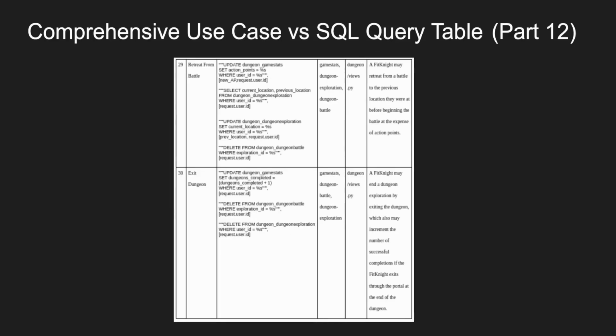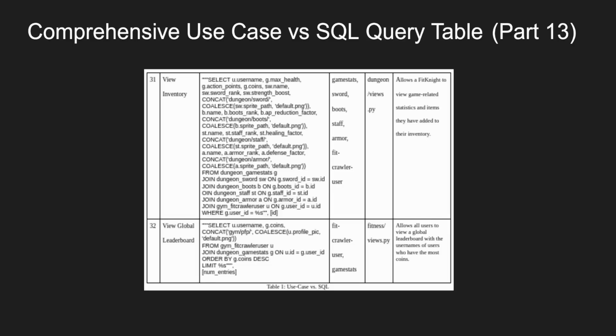So we have the retreat from battle and exit dungeon features here. If you decide to retreat from a battle, this will just simply put you back into the room that you were currently in without the enemy there. But this costs action points, so it's not something you can just do for free. However, exiting the dungeon is free. So a Fit Knight at any point can choose to exit the dungeon. This will give them the amount of coins that they've earned throughout the dungeon. However, they won't be rewarded with any coins for completing it, as they did not complete the dungeon. They just chose to exit.